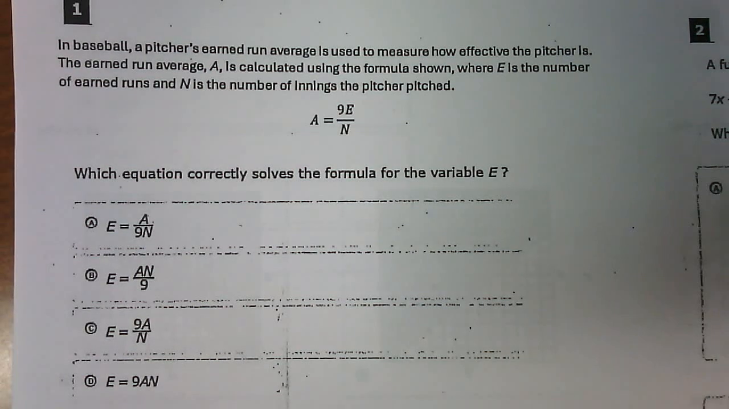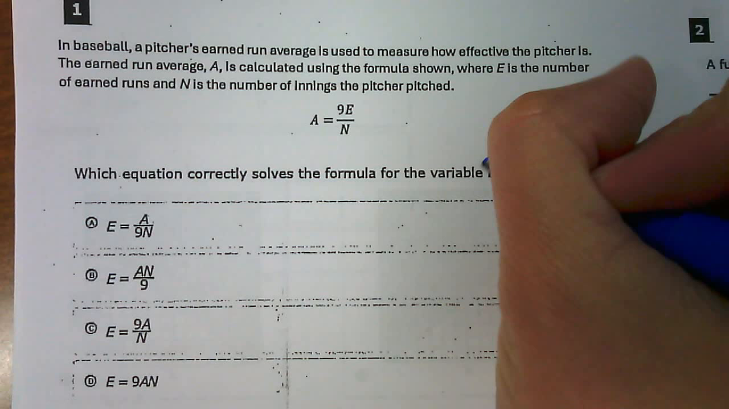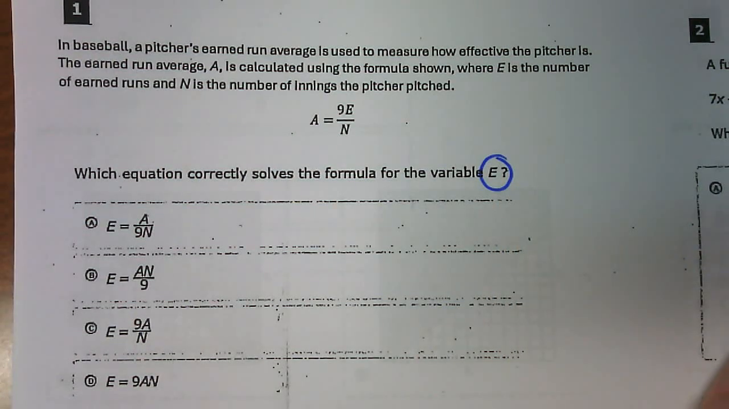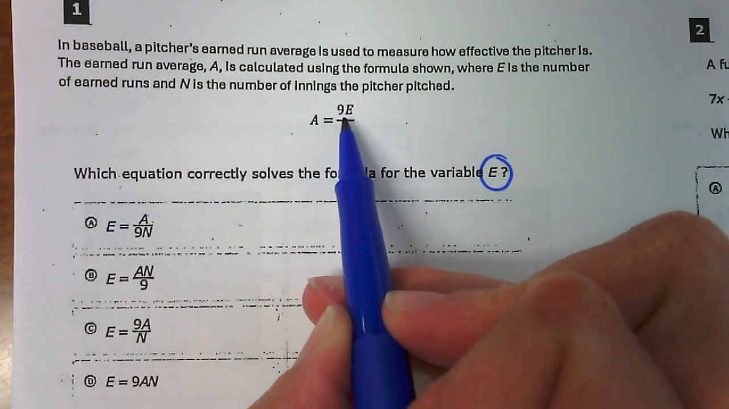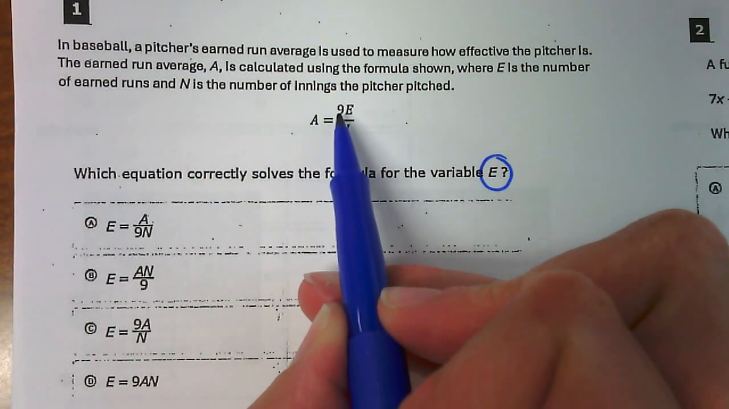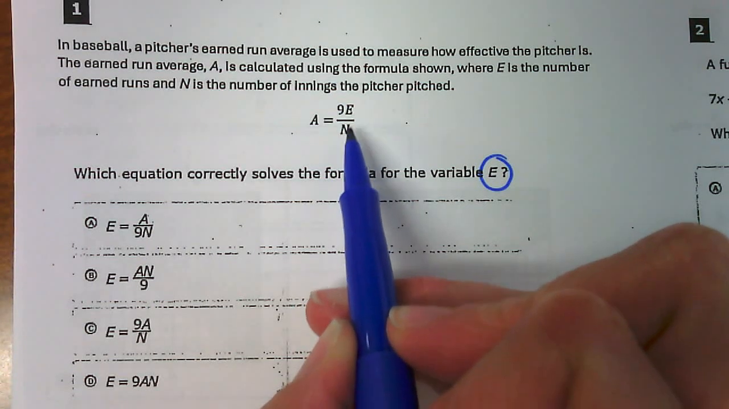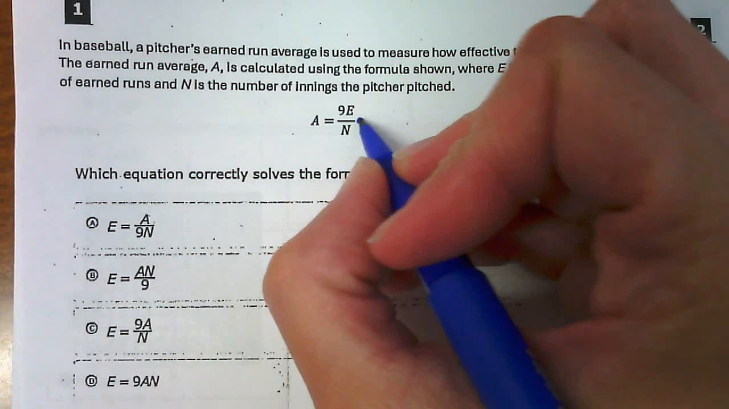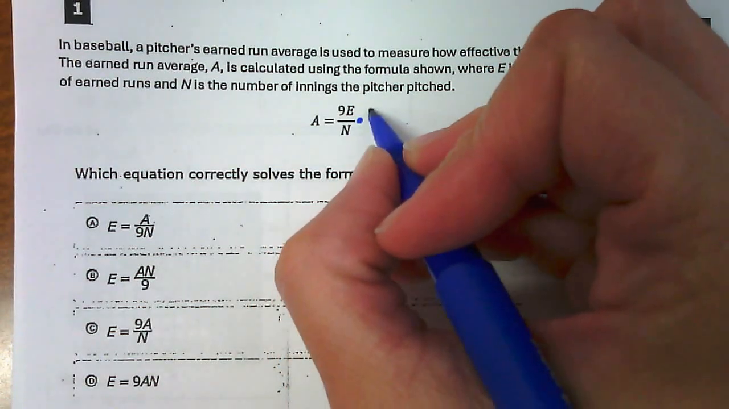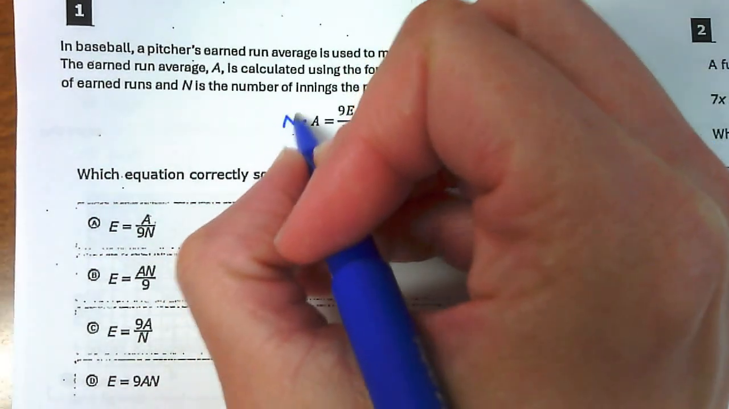Right, so for those of you that have read it, you see that we're trying to solve the question for variable e. That means we're trying to get e by itself. In order to get e by itself, we have to see what's happening to e right now. E is being multiplied by 9, and e is being divided by n. So in order to isolate e, we have to do those opposites. So the opposite of divide by n is multiply by n.